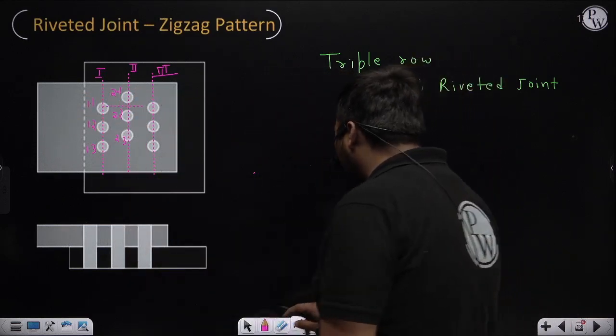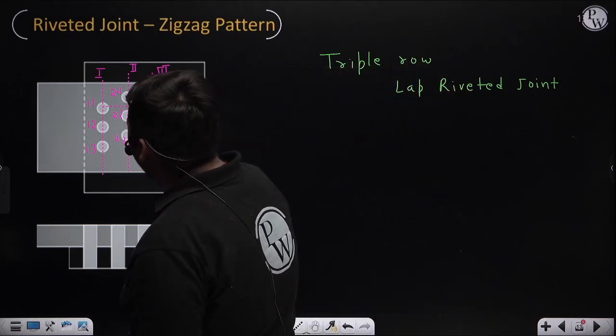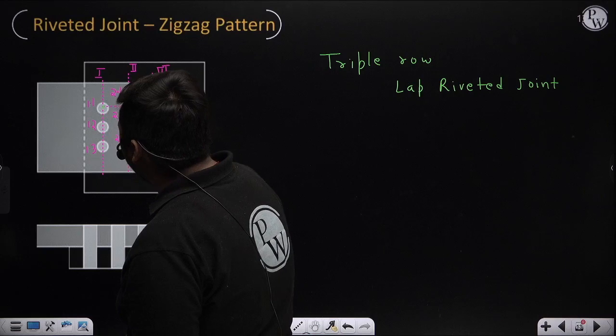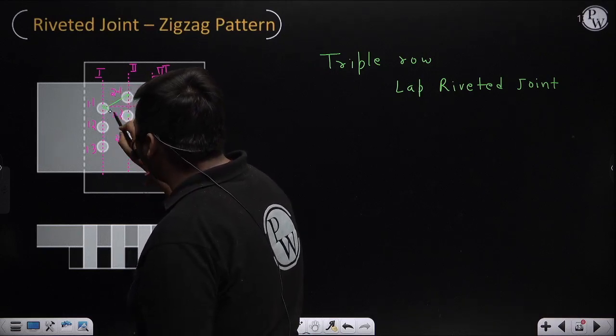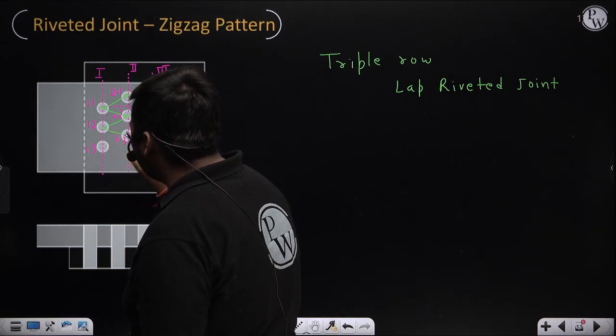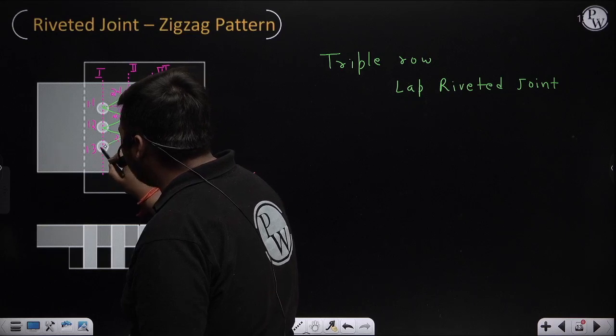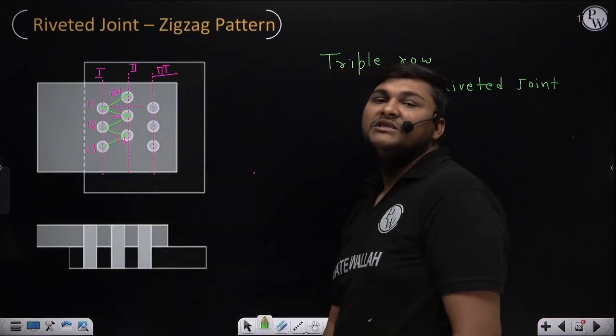Means here, if you join the center point of this rivet and the first rivet, it is like this. Similarly, if you join the center point of this and this, it is like this. Center point of this and this, it is like this. It is looking like a zigzag. That's why this pattern is known as zigzag pattern.